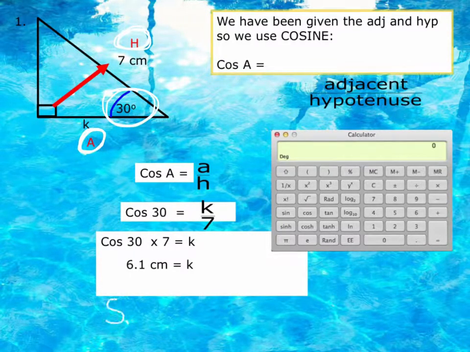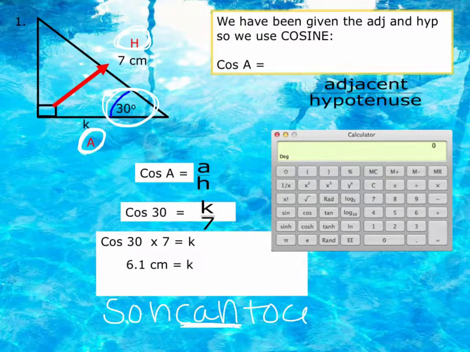If I looked at SOHCAHTOA, I would see that if I'm using adjacent hypotenuse, I would need to use cosine. So cosine of angle A, which is in this case 30, because that's our focused angle, cosine of 30 will be K, which is adjacent, over 7, which is the hypotenuse. And now I will cross multiply, and I'll get K to equal cosine of 30 times 7. Plug that into my calculator.